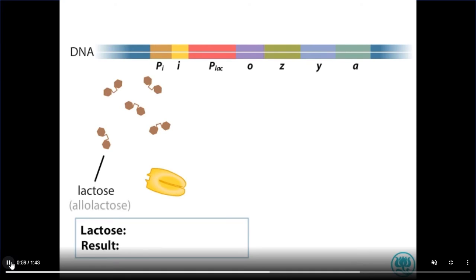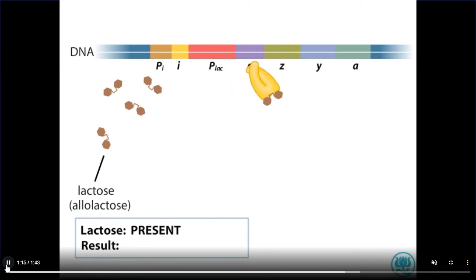Now, if we introduce lactose, lactose we know is a disaccharide. It actually goes through a slight transformation when it enters the cell and it becomes allolactose. So this has the ability to attach to the regulatory site on the lac repressor. Watch what happens when it attaches to this regulatory site. It's going to alter the structure of the protein, and it inactivates it. So now this is allosterically inactivated.